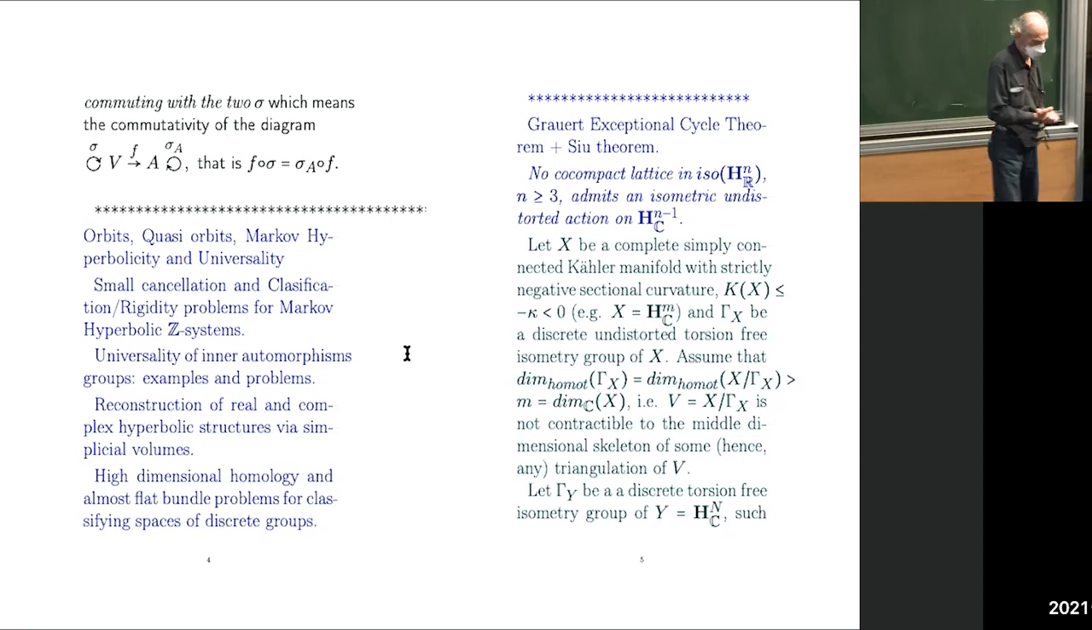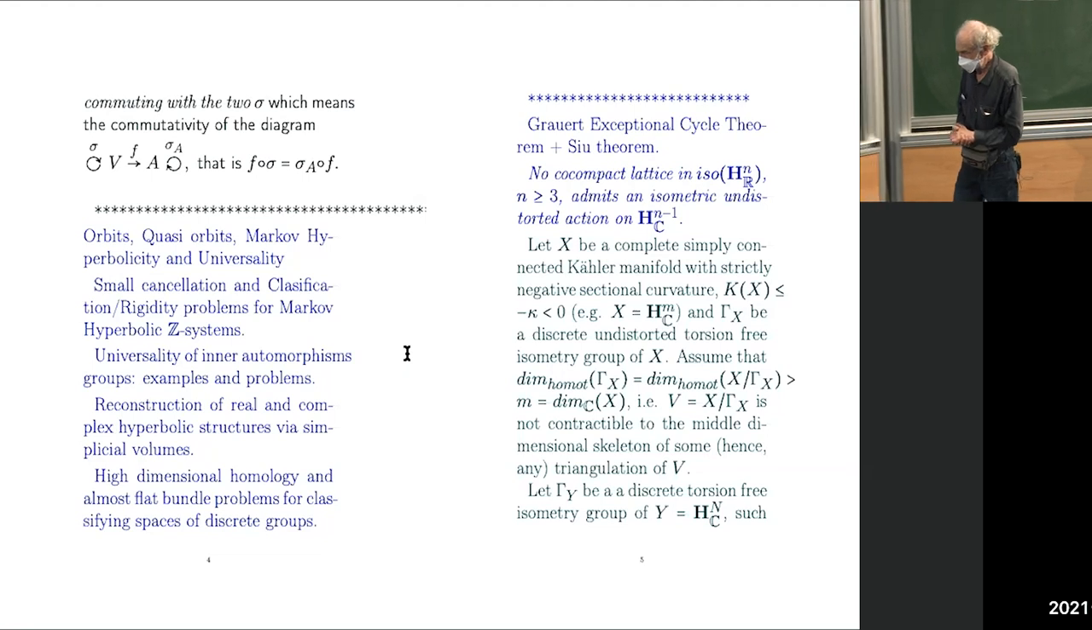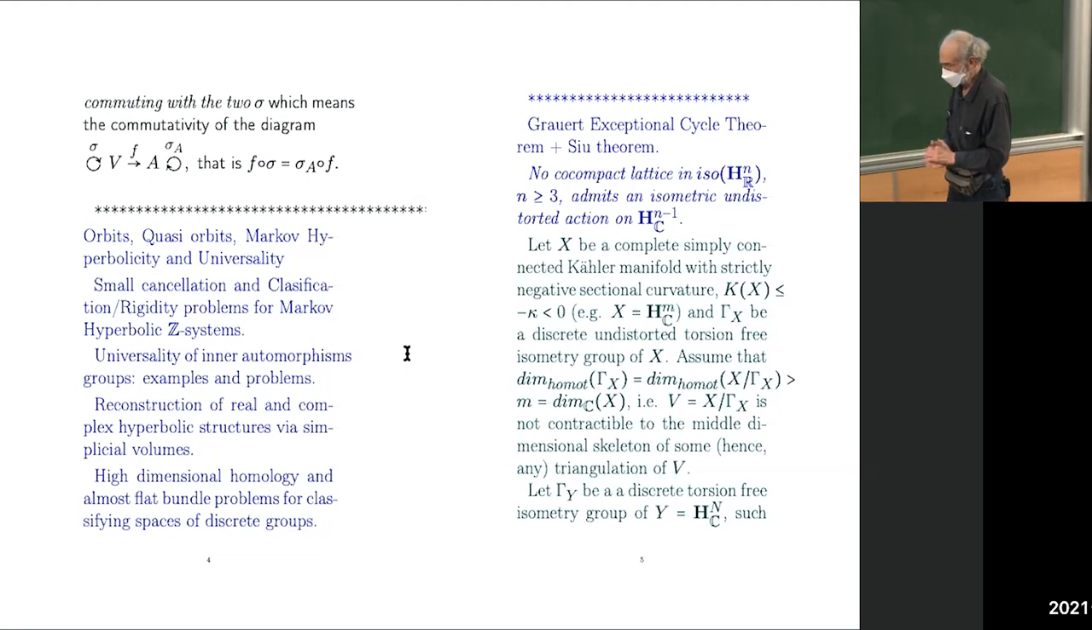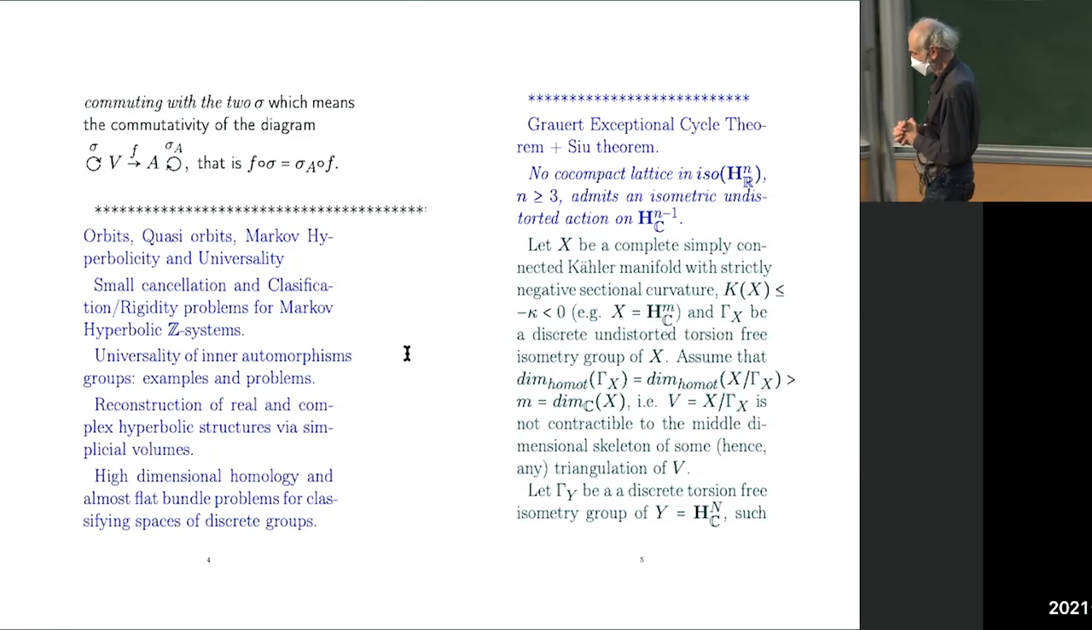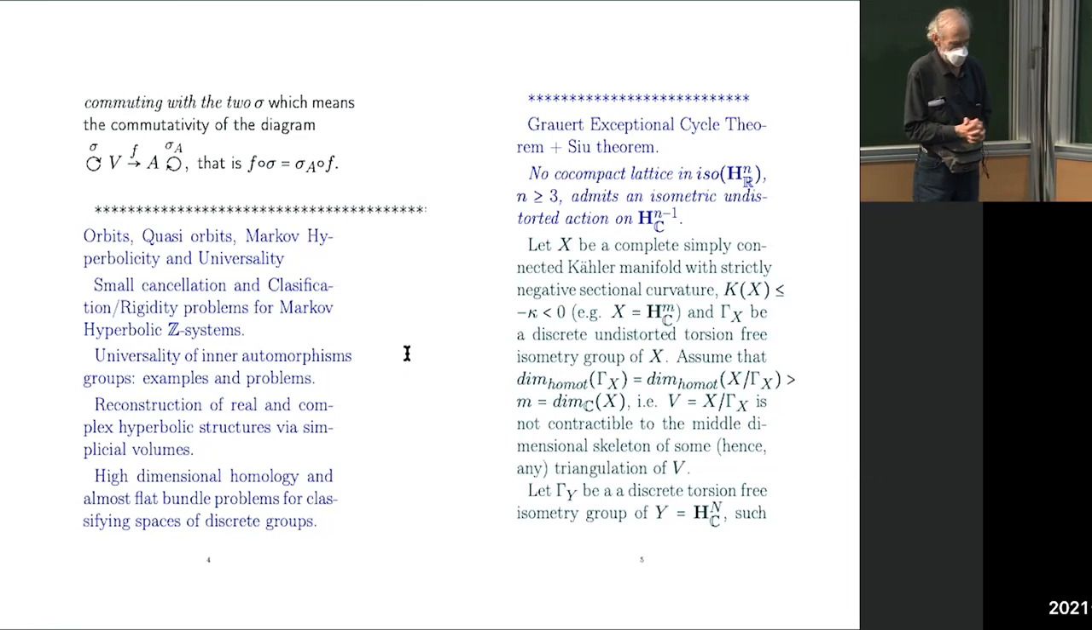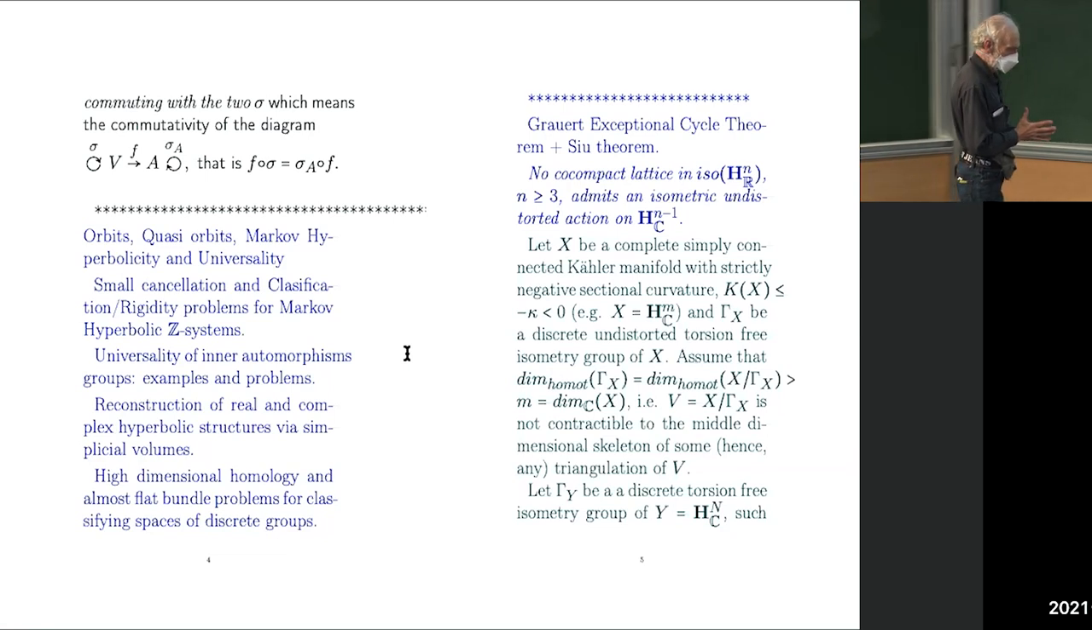So let me say what is the relation between this making of the structures via simplicial volume and the Novikov conjecture. So I want to give yet another question which relates the two.